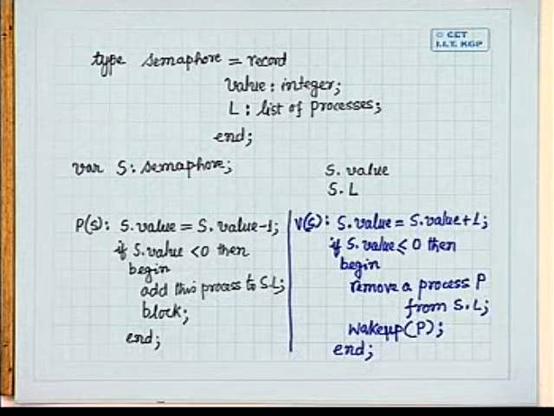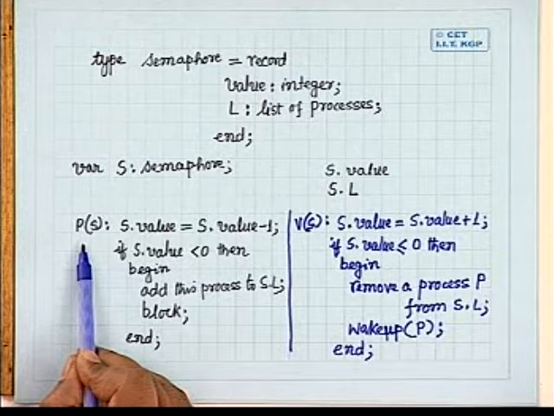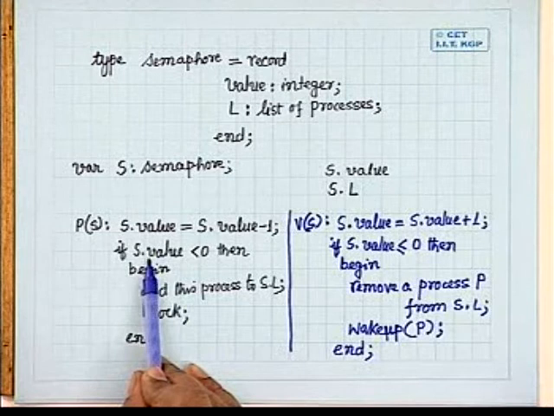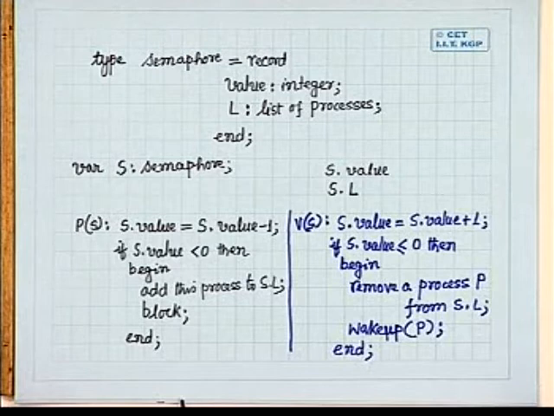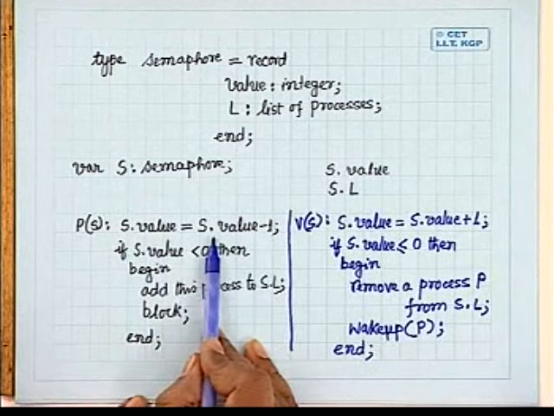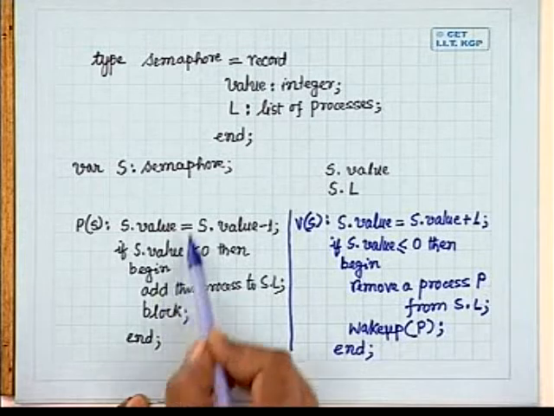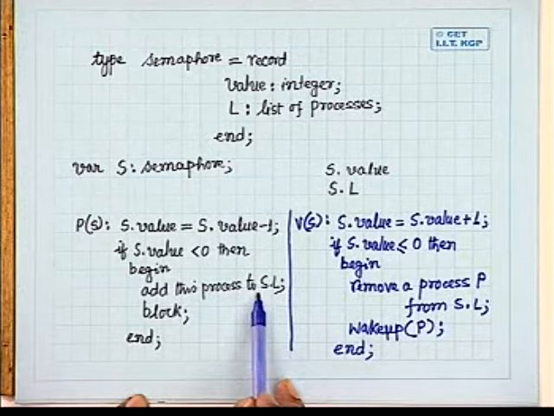So here you find that if we initialize s.value to 1, the first process will execute the PS statement and decrement the value by 1, so the value becomes 0. Since the value is not less than 0, it will immediately enter the critical section. The next process which wants to enter the critical section will decrement the value by 1 again. Now it becomes less than 0. So the first process is in the critical section, and the second process, which finds s.value is less than 0, goes to the list of s, and is blocked.